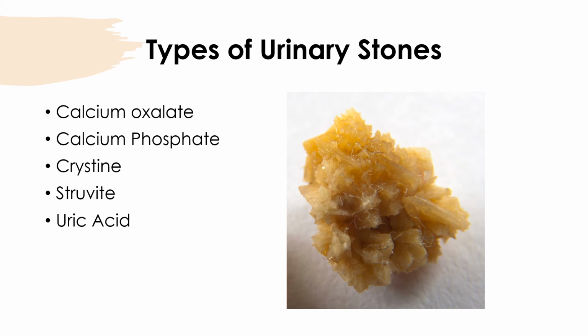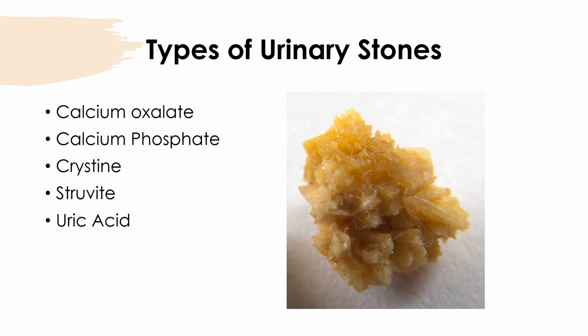Then we go on to struvite stones, which are more common in women. They're associated a lot with a UTI and the bacteria Proteus. So we need antimicrobial agents for this. The patient will need antibiotics. And these stones are very rough looking, like staghorn. So sometimes surgical removal is an option for these types of stones.